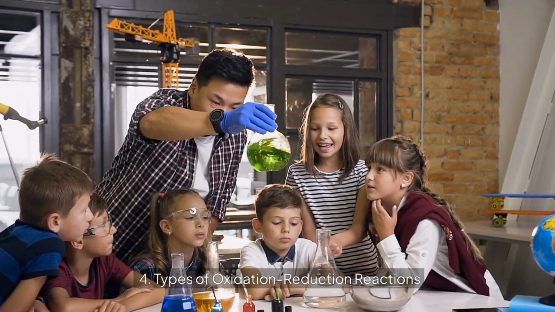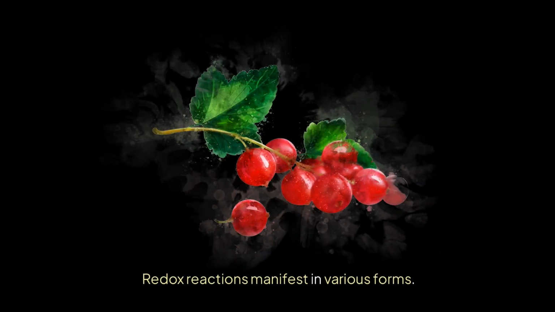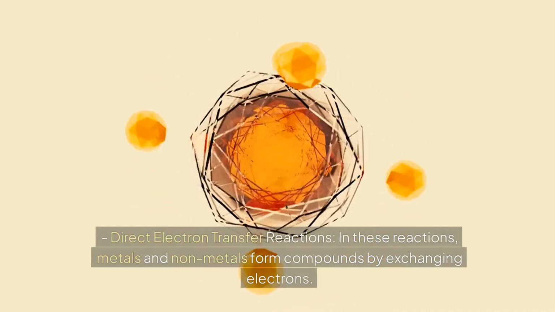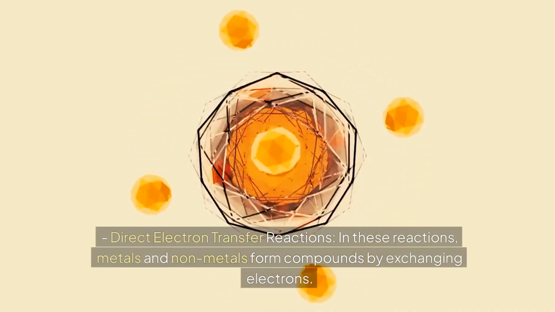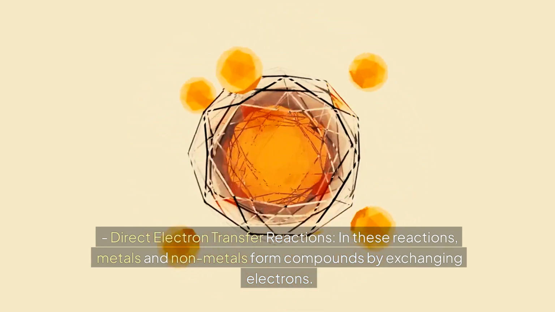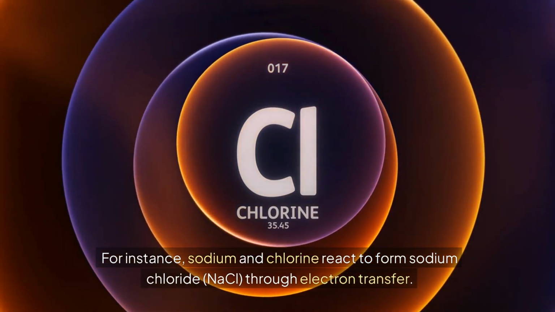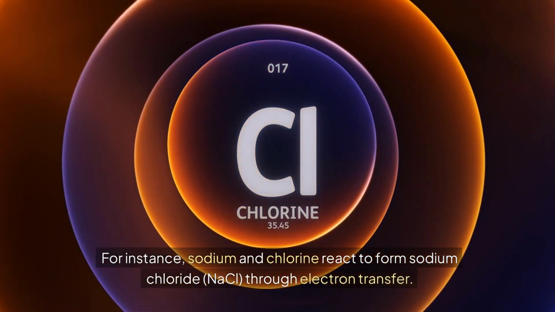4. Types of oxidation-reduction reactions. Redox reactions manifest in various forms. Some common types include direct electron transfer reactions. In these reactions, metals and nonmetals form compounds by exchanging electrons. For instance, sodium and chlorine react to form sodium chloride, NaCl, through electron transfer.